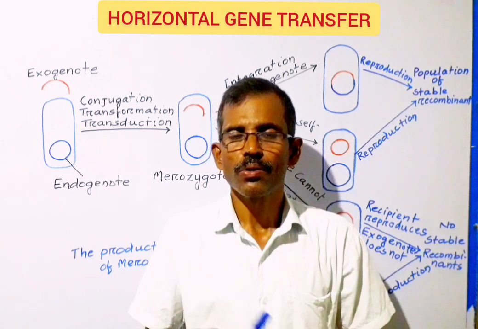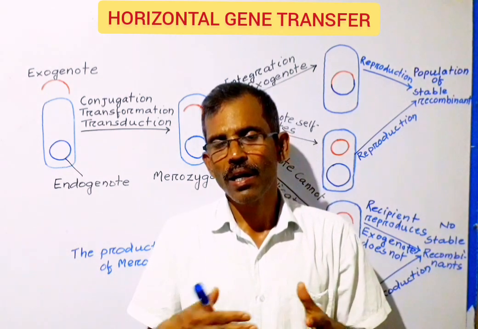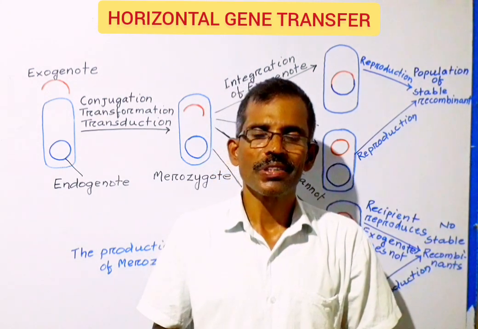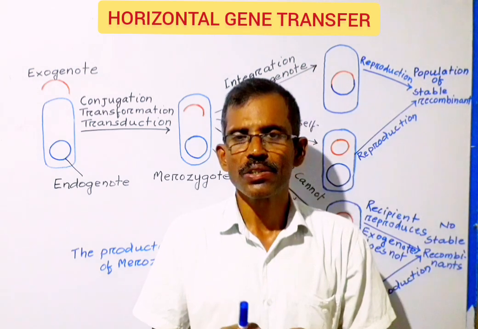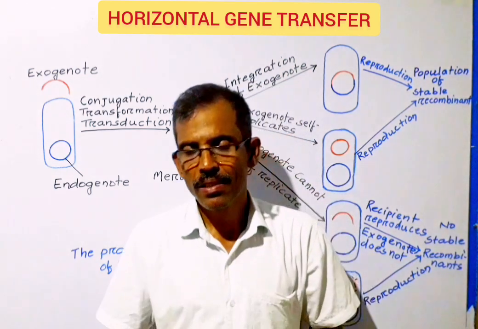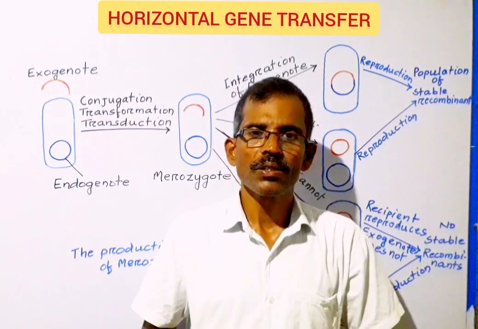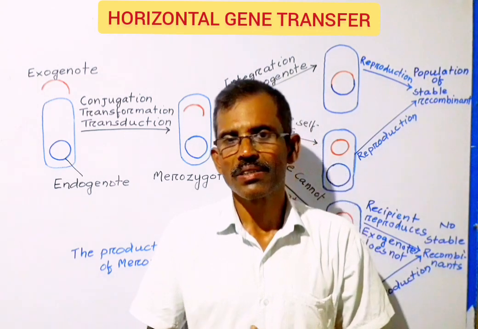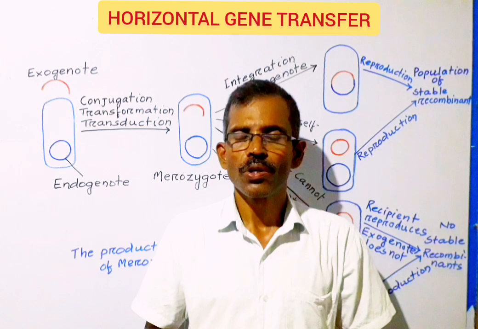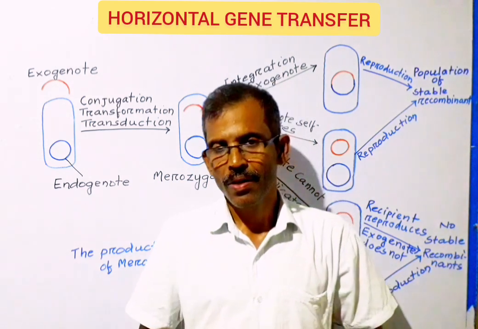Prokaryotes, however, do not reproduce sexually. So it is quite common to think that in a population of prokaryotes, the genetic variation is relatively low. But this is not the case. Prokaryotes have evolved three different mechanisms for creating recombinants. These different mechanisms are collectively known as horizontal gene transfer or HGT.